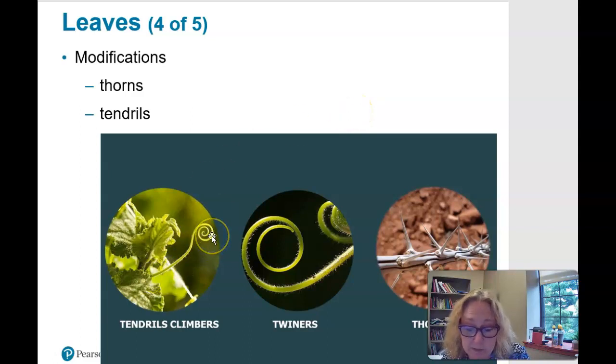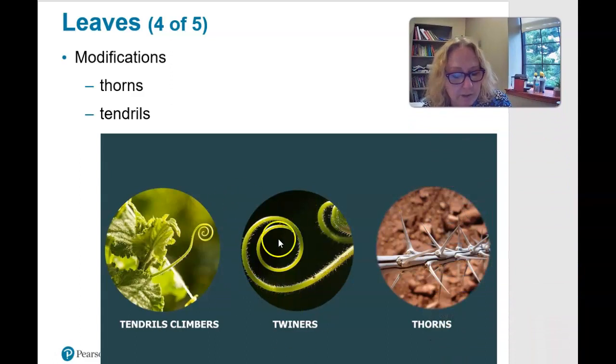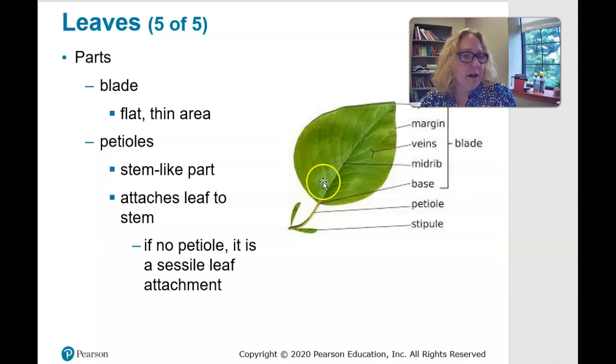Tendril climbers, so that can be on the stem or the leaf. Twiners, so these are, again, leaves that actually look like this. Fiddleheads on ferns, and, again, vines, things that need to grab. And thorns that are actually leaves. No, thank you. My things have thorns on them.